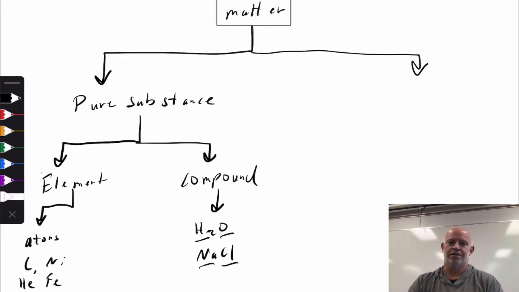Let me give you an example that might help clarify a little bit. All right, so we know hydrogen. Hydrogen in our world is highly explosive. If you light a match to it, it's going to explode, and it's not real safe for us to keep around, okay?